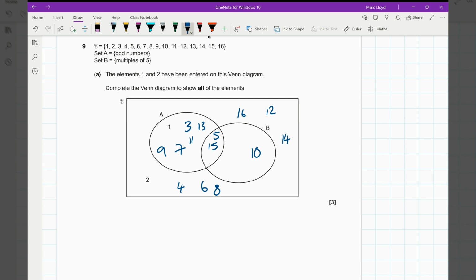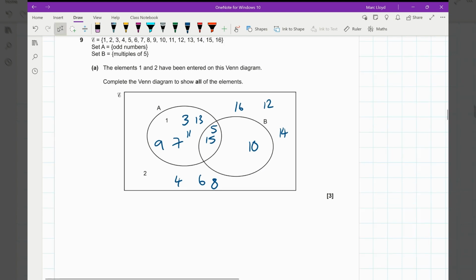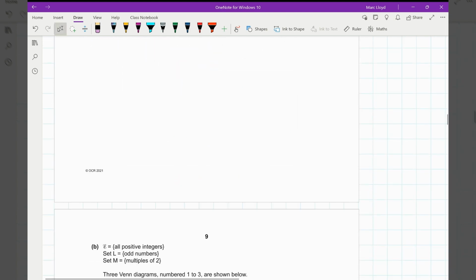This was a horrible question to mark, I imagine, for any examiner. But on the left-hand side, we've got all the odd numbers except for 5 and 15, which are in the intersection. So that's part A done.